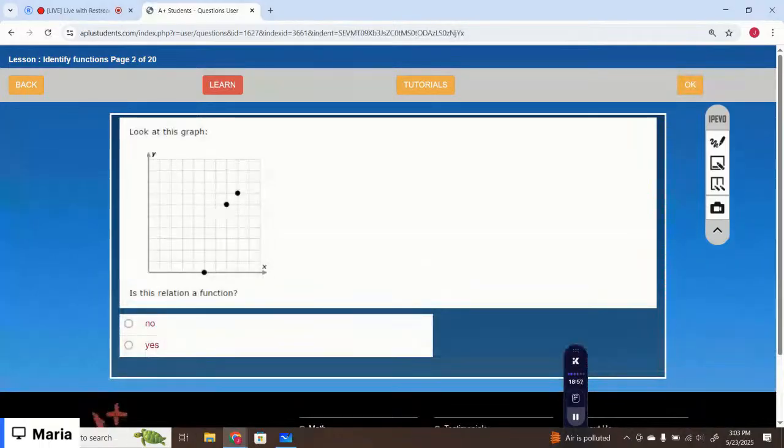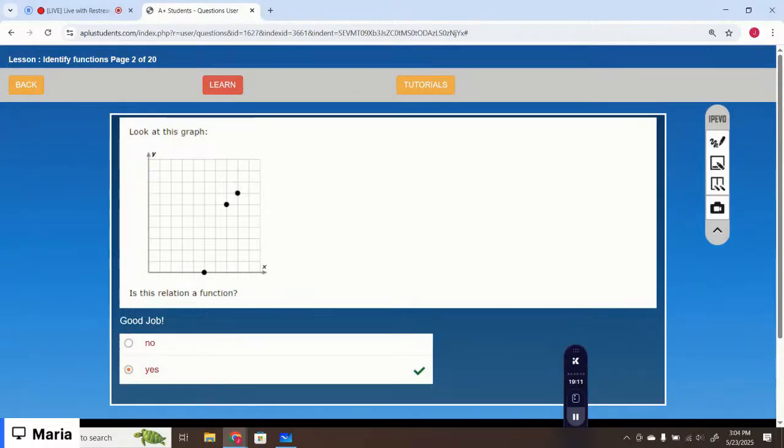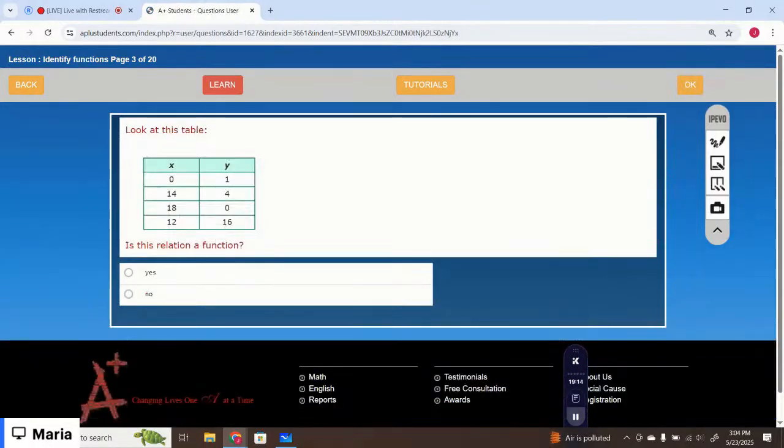Look at this graph. Is this relation a function? Yes, it is a function. Option number two is the correct option. Look at this table. Is this relation a function? Yes, it is a function. Option number one is the correct option.